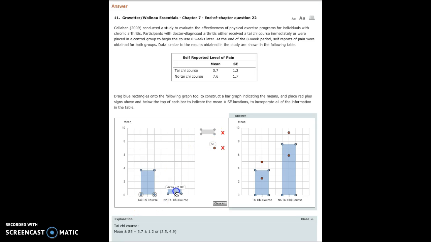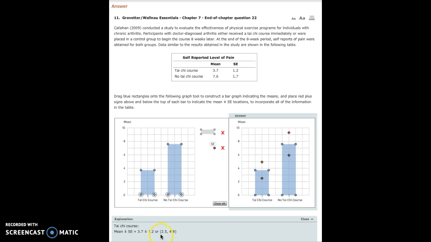And we'll do the same for the control group. We'll set this here. The mean for this group was 7.6. So we're going to bring this up until it reads 7.6 on the right. And there we go. So 7.6 and 3.7. And then we're going to plot the standard error plus and minus.